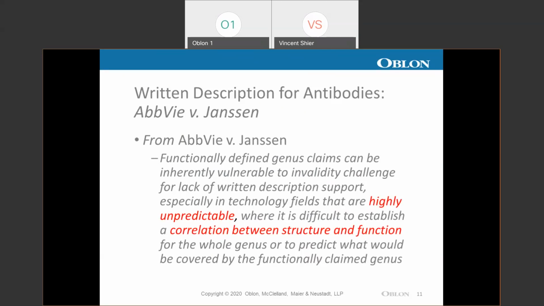So in this case, the court discussed that functionally defined genus claims can be inherently vulnerable to invalidity challenge for lack of written description support, especially in fields that are highly unpredictable, where it is difficult to establish the correlation between the structure and the function for the whole genus, and where it's difficult to predict what would be covered by the functionally claimed genus.